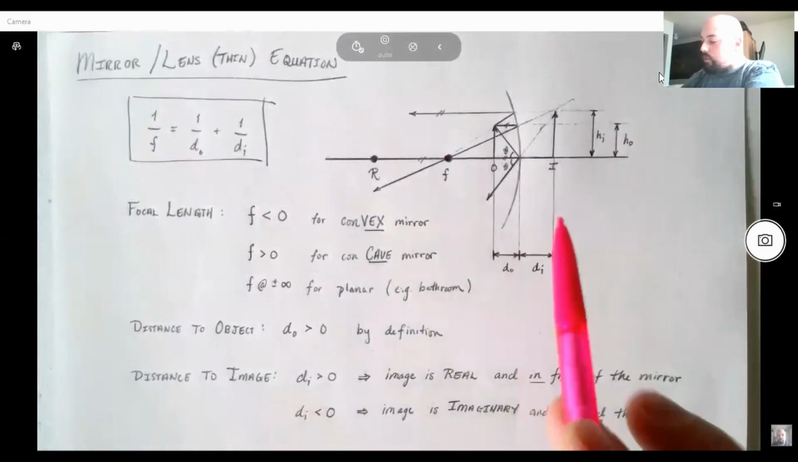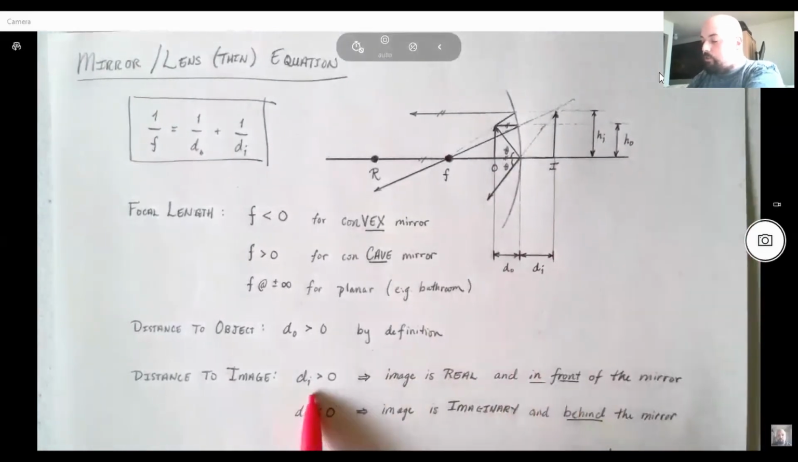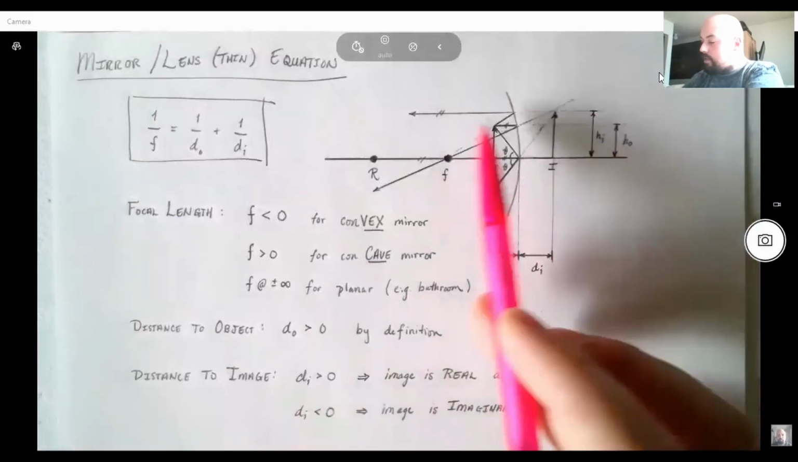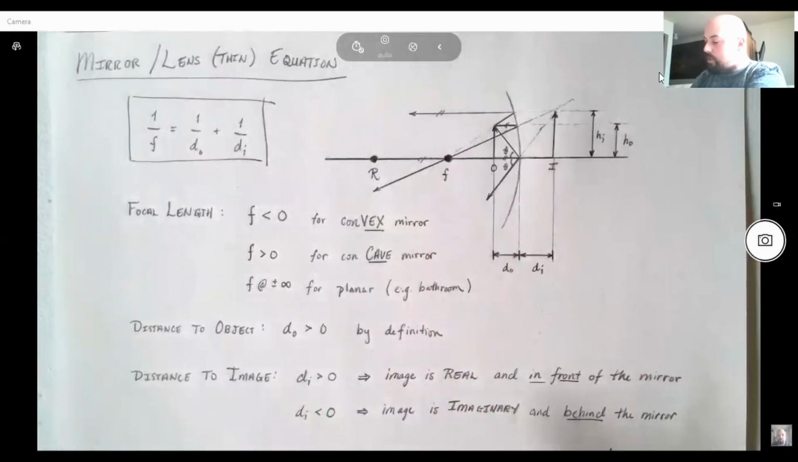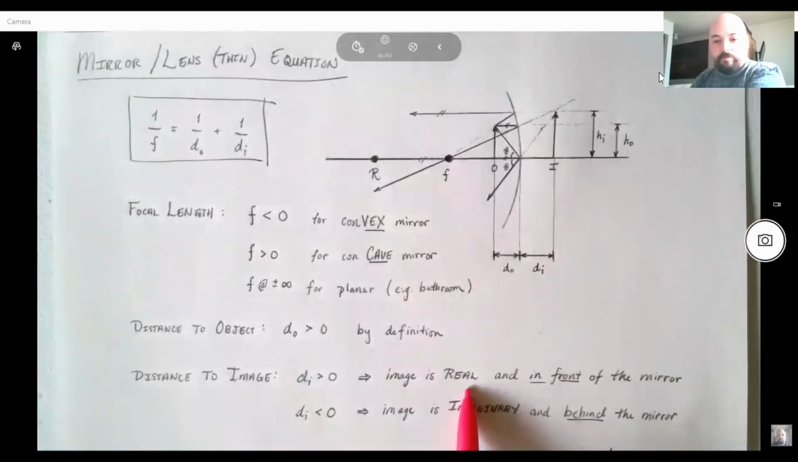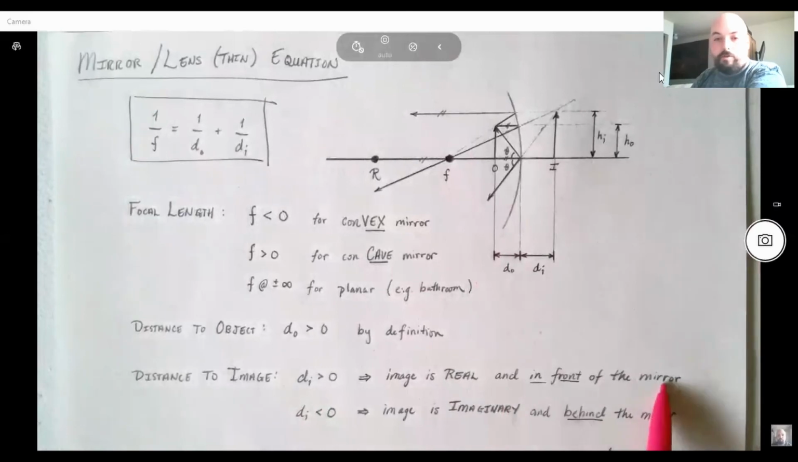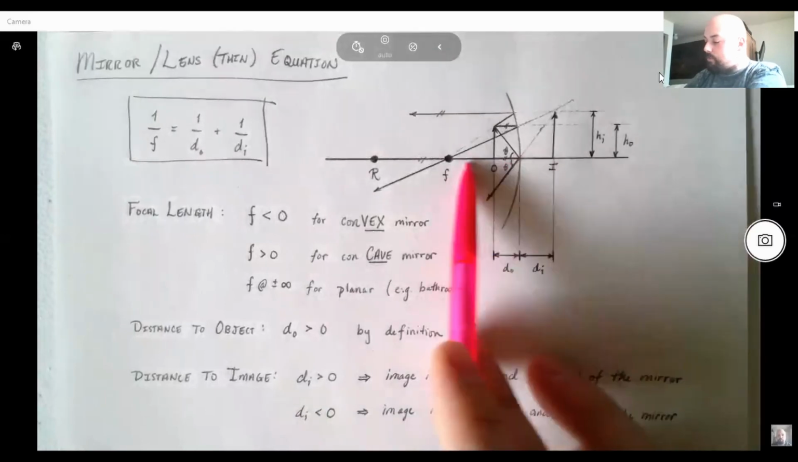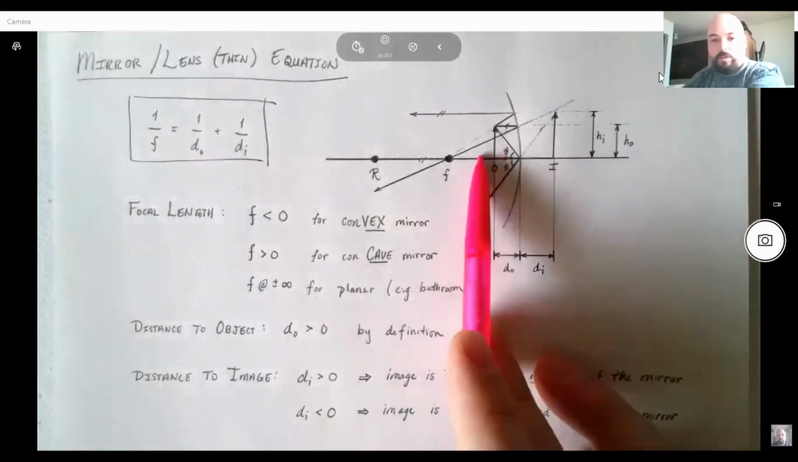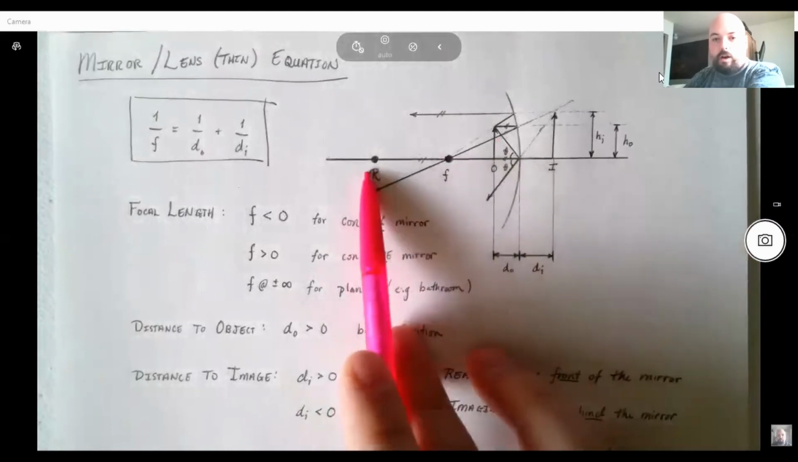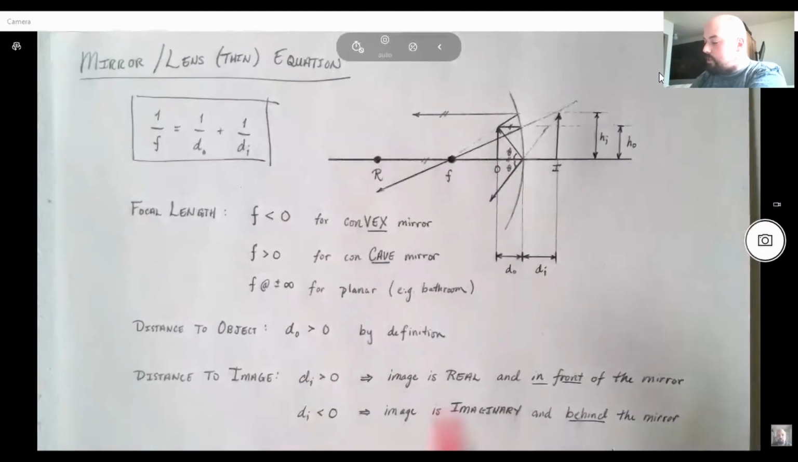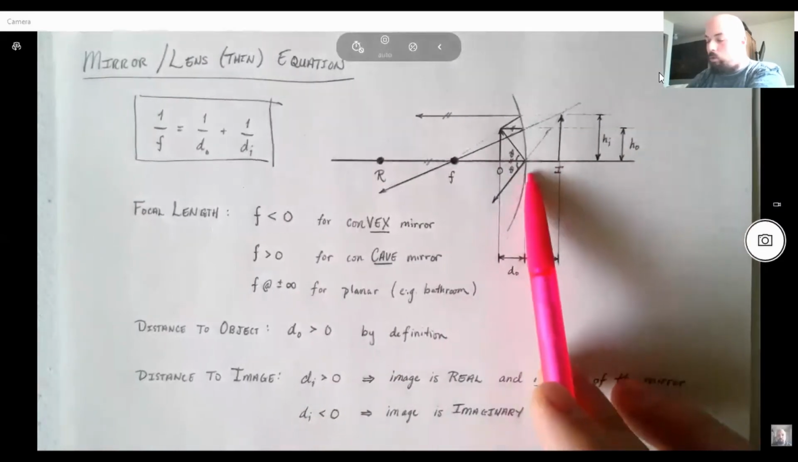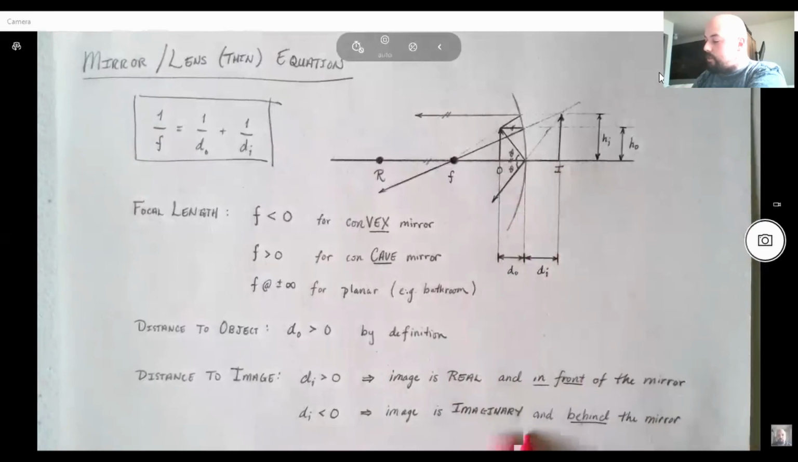Now, with the distance to the image itself, if the distance to the image is positive, meaning that the image is on the same side as where the object is located, this image would be considered real. All right, and again, it's in front of the mirror, if that is the case. So we would say that the image is real if the image is located at this particular point somewhere in front. If the distance to the image is behind the mirror or negative, then the image is imaginary.